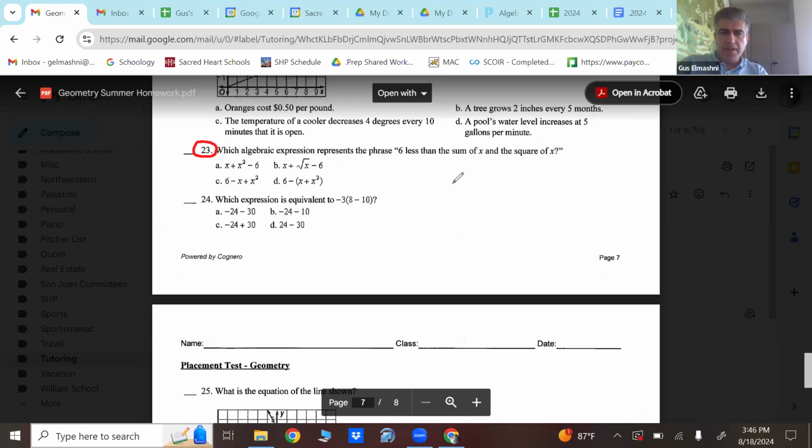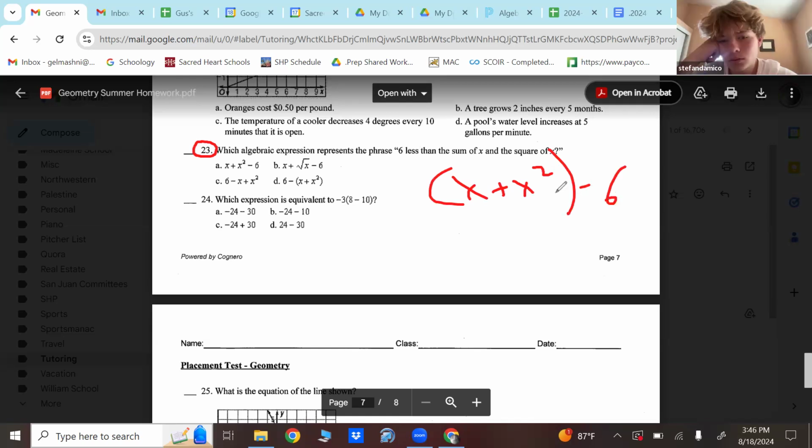6 less than the sum of x. So you've got to do x plus x squared and take away 6. Right, and that's why it's A. I didn't need the parentheses.